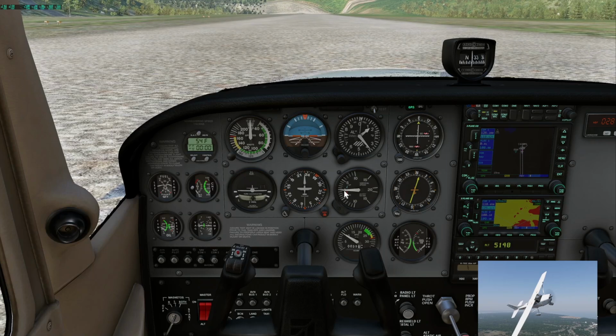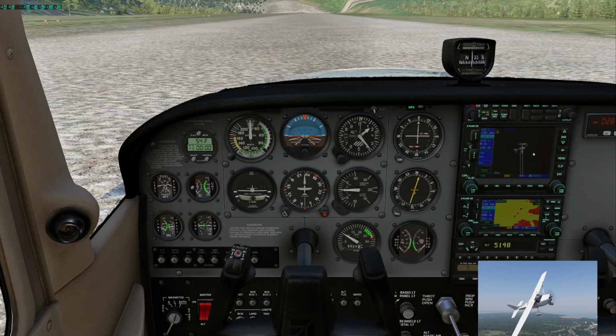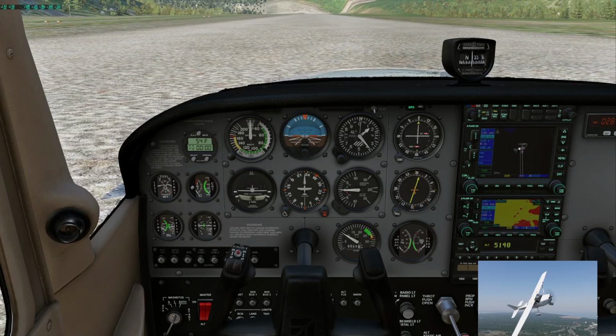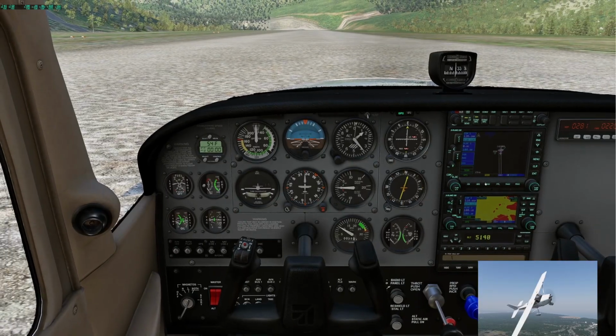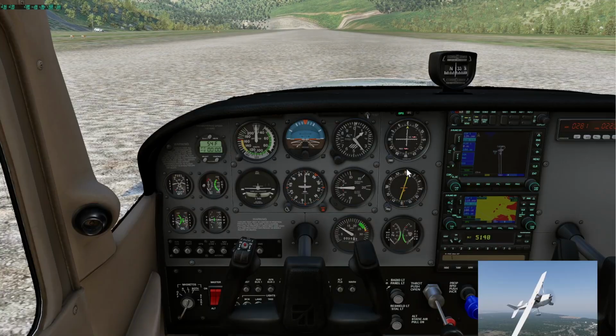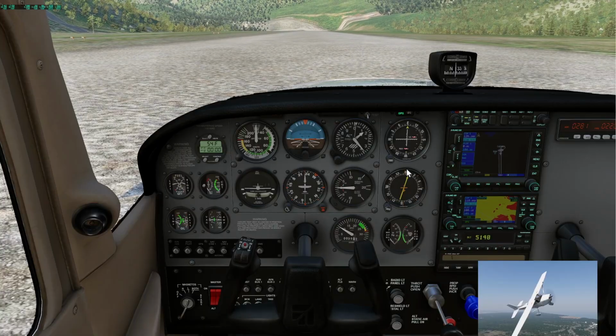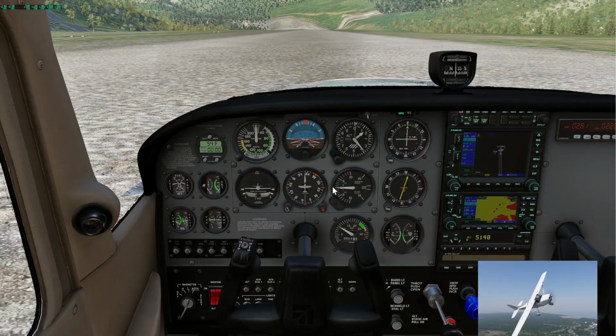The airplane's up and running. I actually put the procedure in here so we can see the holding pattern, just as a reference. The 430 has the terrain in here now. The airplane has been pre-flighted and we are almost ready to go. Let's just do some real quick checks.